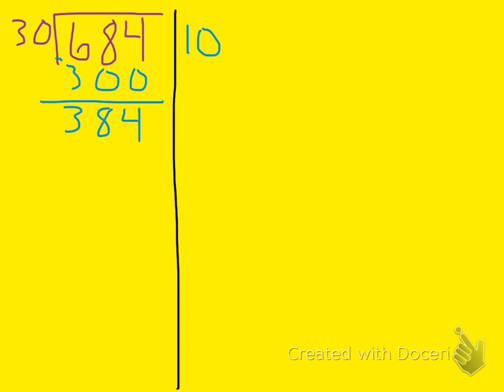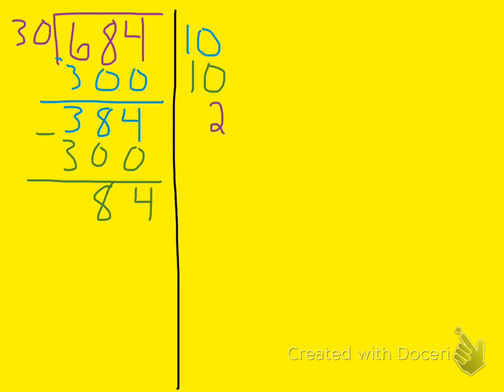My next step is to figure out how many times 30 goes into 384, and I know that goes in at least 10 more times. 10 times 30 is 300, and 300 fits inside 384. Then I subtract over here. Now I am left with 84. So I have to figure out how many times does 30 fit into 84. I know that goes in at least 2 times. 2 times 30 is 60. Then I subtract. I'm left with 24.